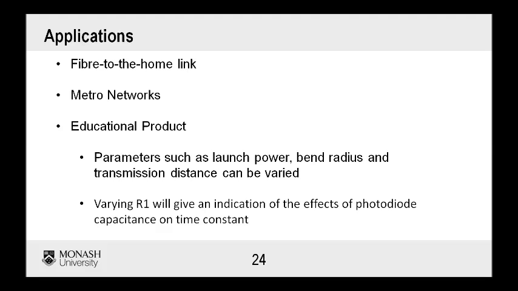Another possible use for the transmitter and receiver units is as an educational product. Students will be able to adjust parameters such as launch power, transmission distances, and fibre bend radius and observe how they affect the system. Varying the value of R1 resistor will give students an understanding of how the capacitance of a photodiode affects its speed.